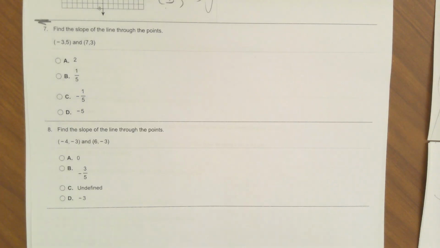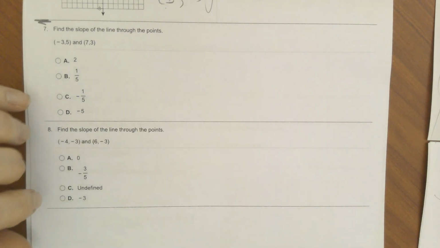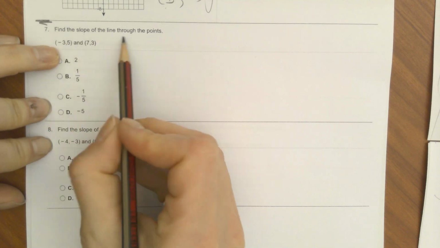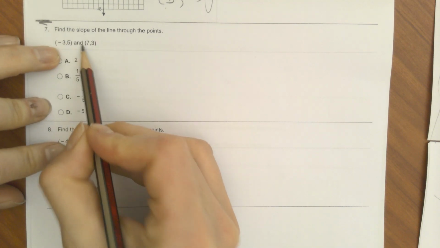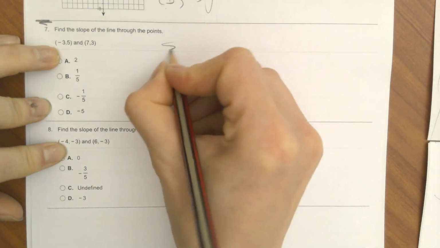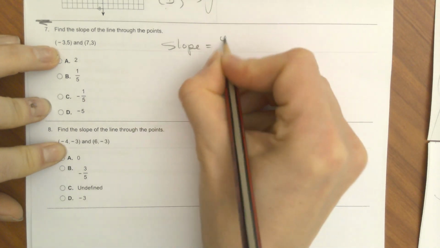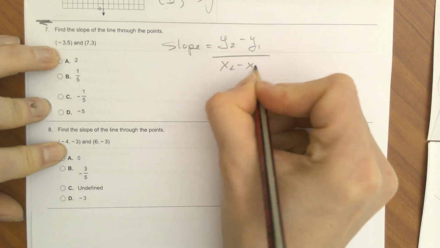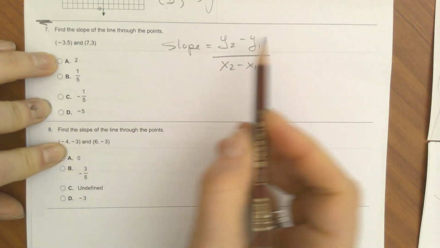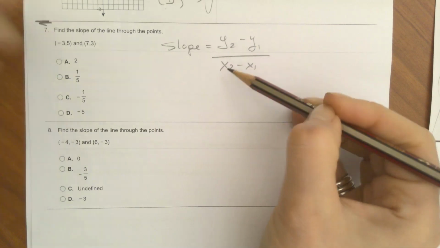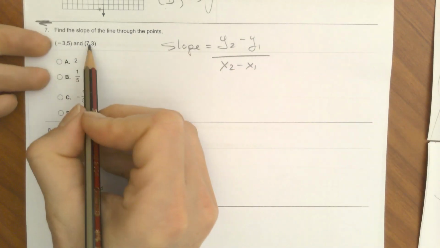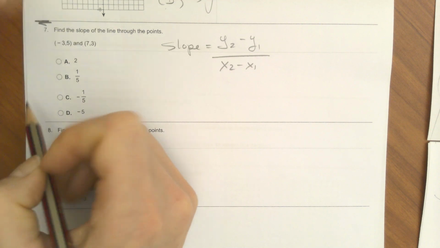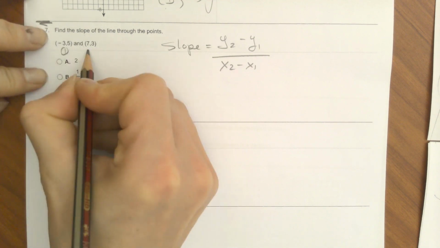Okay, so we're doing test 1 review, part A, question 7. It says find the slope through these 2 points. So we have to use the formula slope equals y2 minus y1 over x2 minus x1. Now remember that these numbers just refer to which point. So you have to choose which point is going to be number 1. It doesn't matter. We'll say you're number 1 and you're number 2.